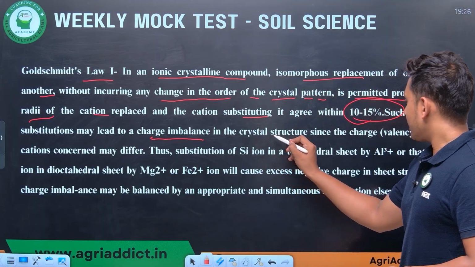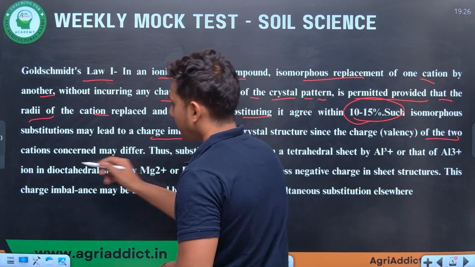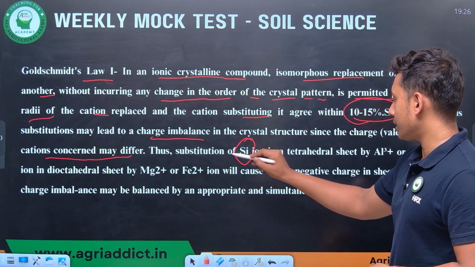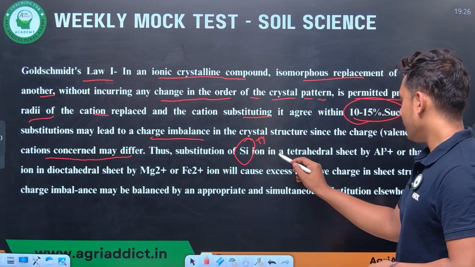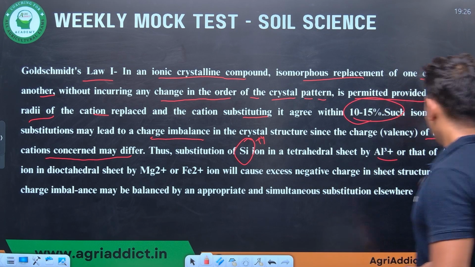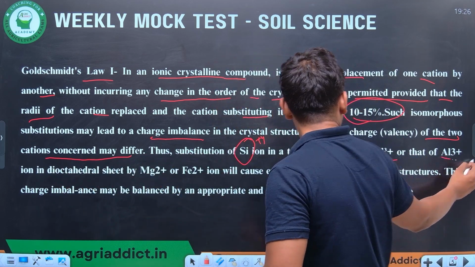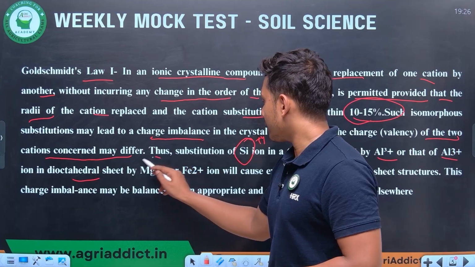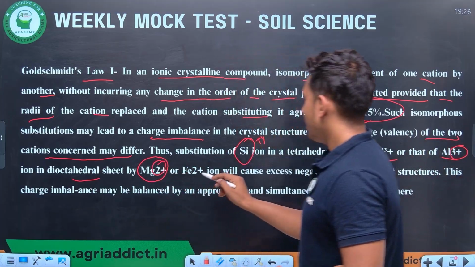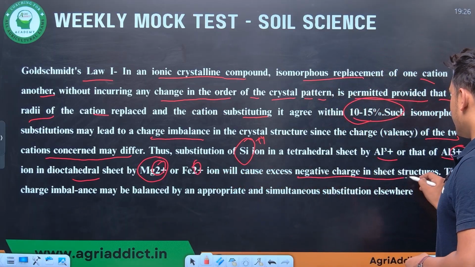In the crystalline structure, since the charge valency of the two cations may differ, the substitution of silicon, which is +4, in a tetrahedral sheet by aluminium +3, and the ion in the dioctahedral sheet, aluminium +3 substituted by magnesium +2 or Fe +2, will cause excess negative charge in the sheet.